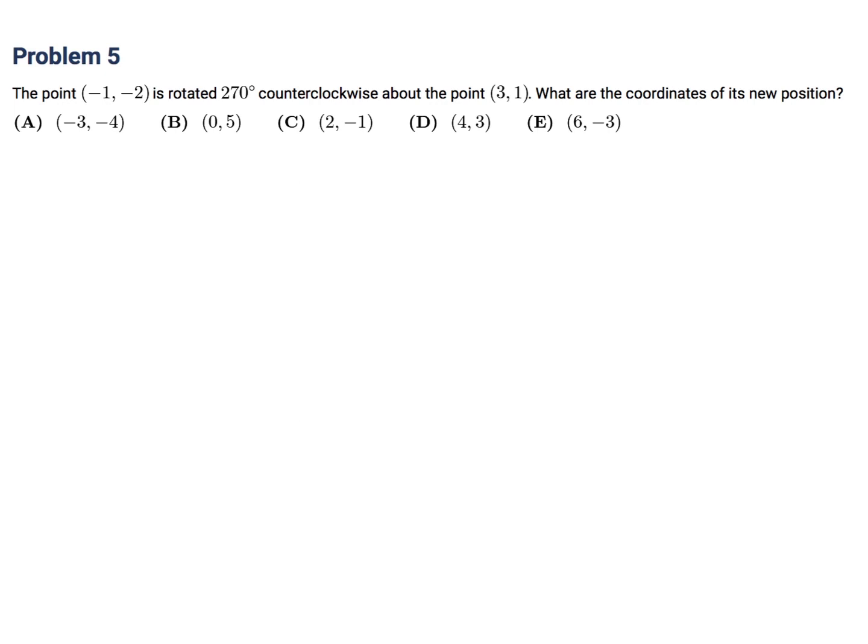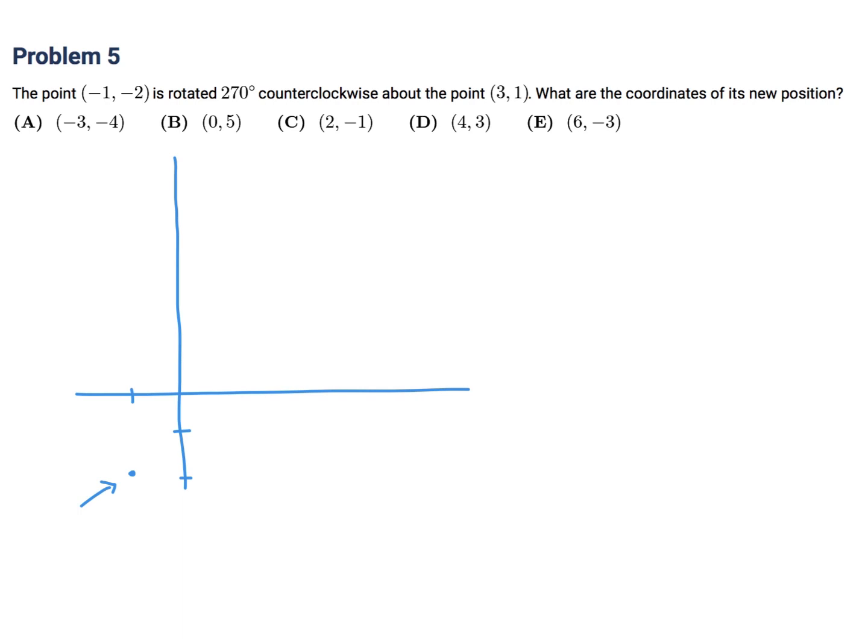The point -1, -2 is rotated 270 degrees counterclockwise about the point 3,1. What are the coordinates of the new position? Let's draw a diagram, and let's see what we can do here. So we are starting with -1 and -2, so we are starting here.